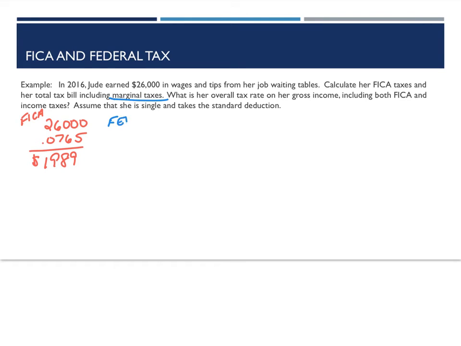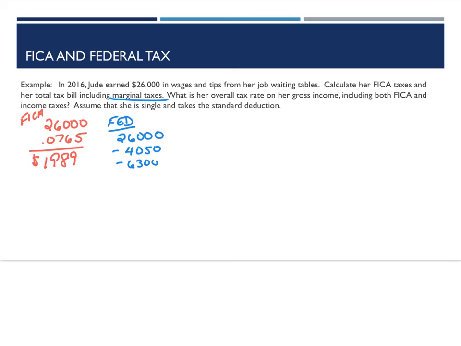So if we want to find her federal income tax, her gross income is $26,000. It doesn't say she made any payments to an IRA, so we can't take off any deductions or exemptions. We can't do any adjustments. So her adjusted gross income is $26,000, but we do get to subtract off her deductions and exemptions: $4,050, because she is her own exemption.